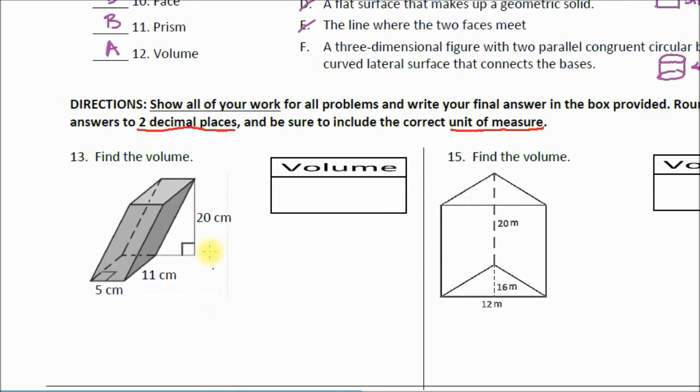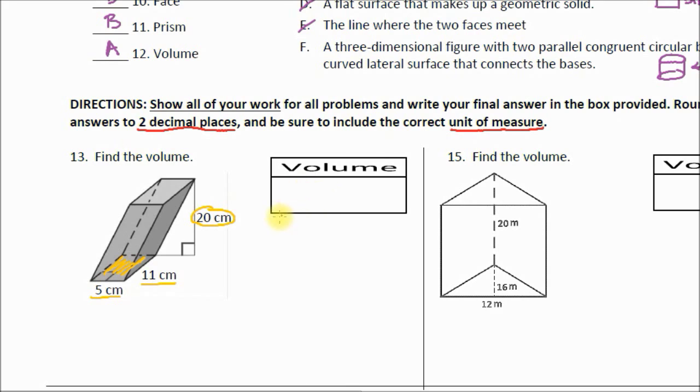So you better make sure you follow those instructions. Let's take a look at the first one. Find the volume. The first thing I notice here is this is a rectangular prism, but it is oblique. It's tilted to the side, but they gave us the height. Let's pick our base. I'd like to pick the bottom as our base. That means these 5 centimeter and 11 centimeter, those are the dimensions of our base. That means 20 centimeters is our height.